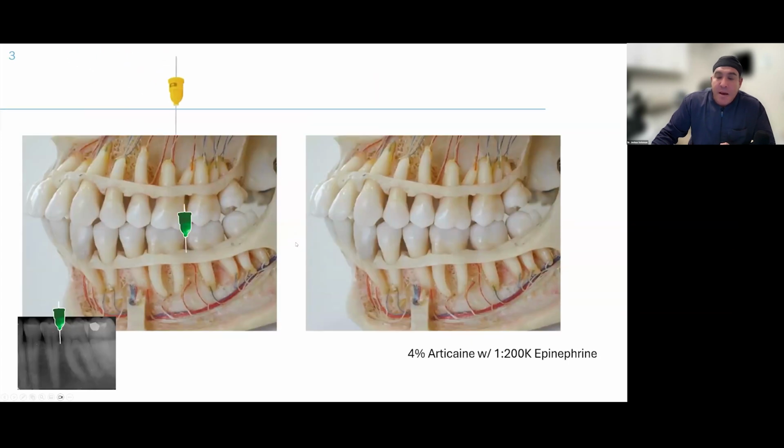All right. And again, the other important thing to note here is with teenagers, full permanent dentition, I really only want you using 4% septo with 1 to 200,000 epinephrine. The reason being is if you're using 1 to 100,000, you deliver a large volume into the papilla, there's a little higher chance that you could have some necrosis there. I've only seen that. I haven't seen it in my patients.